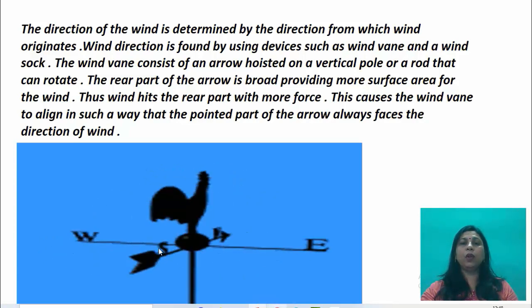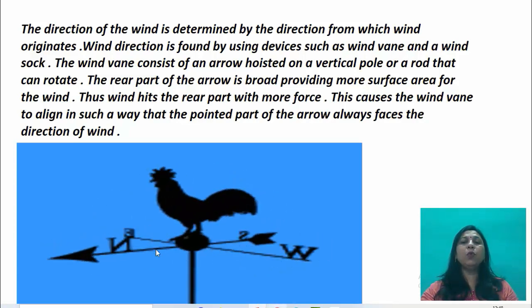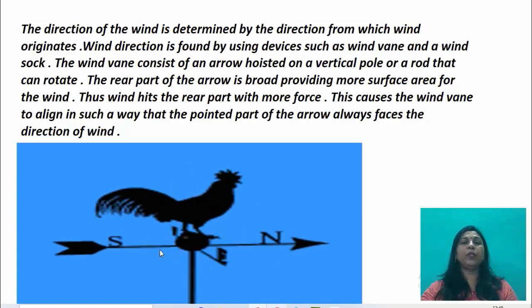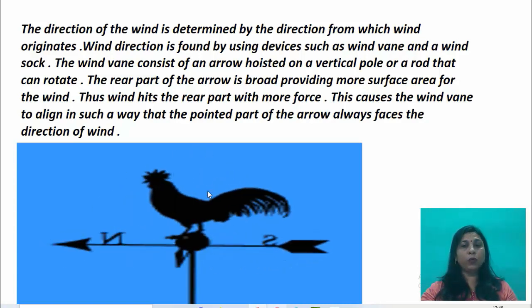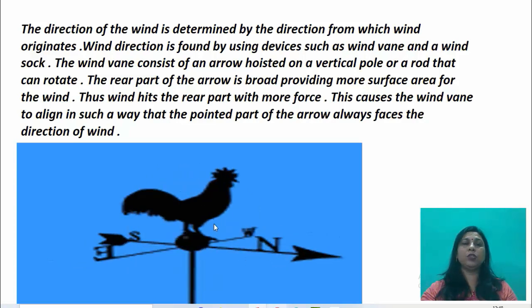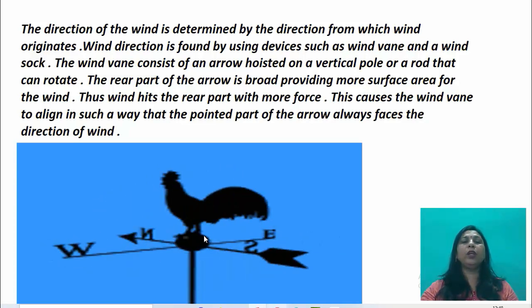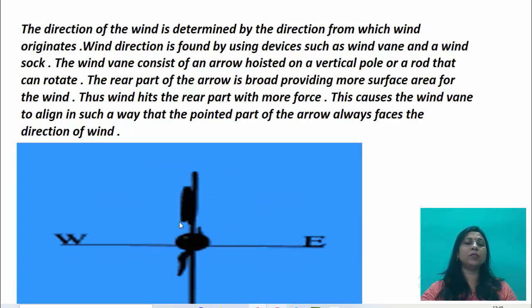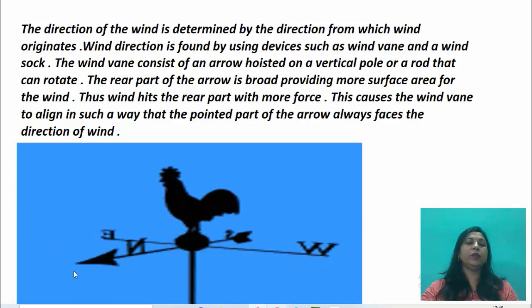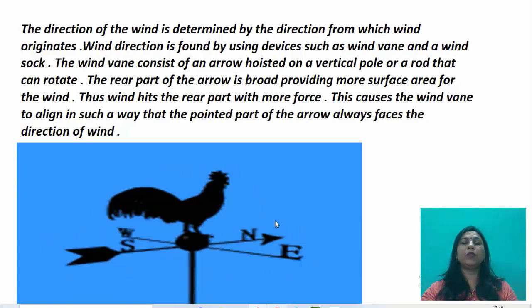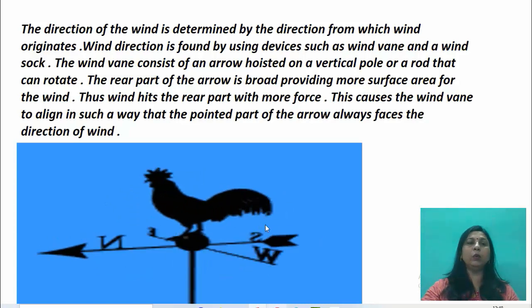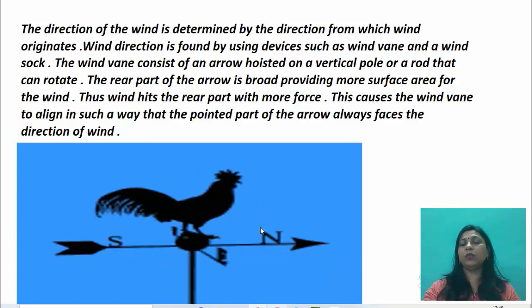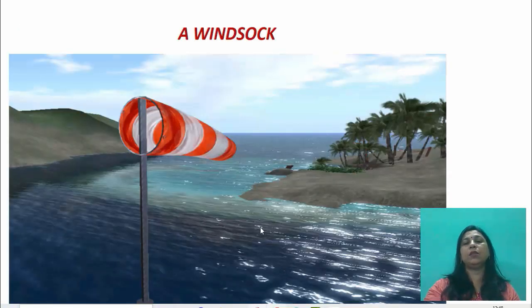This one is broad and it provides more surface area for the wind. Thus wind hits the rear part with more force and this causes the wind vane to align in such a way that the pointed part of the arrow always faces the direction. This pointed part which is this, moving north. This pointed part of the arrow always faces the direction of the wind. Next instrument with which we can find out the direction is the windsock. You can see in this slide. This is a windsock. The wind blows, it moves, showing the direction of the wind.